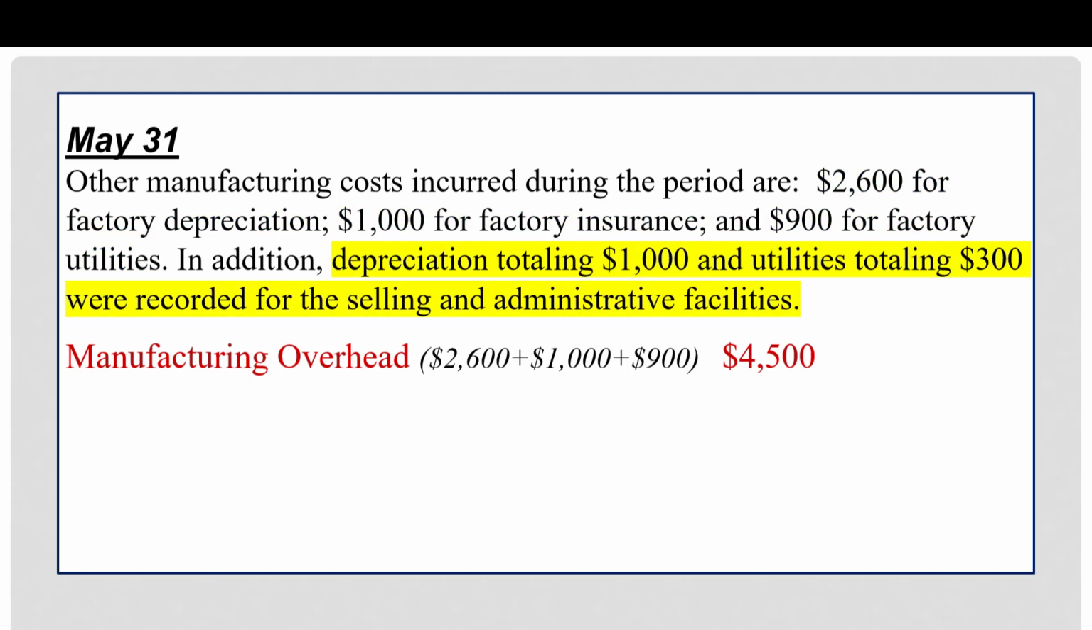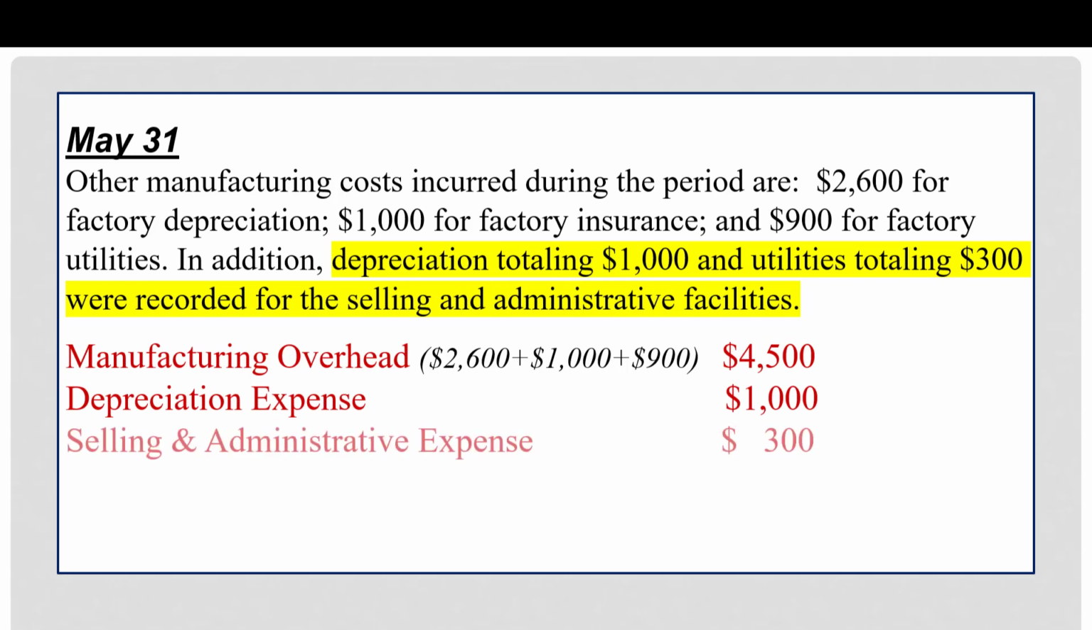Then, to address the period cost, we have depreciation of $1,000 and $300 for utilities. These are on the selling and administrative facilities, so they are period costs. We will debit depreciation expense for $1,000 and selling and administrative expense or utility expense for $300. Notice that the period costs are recorded immediately in an expense account, since they are expensed in full in the period incurred.